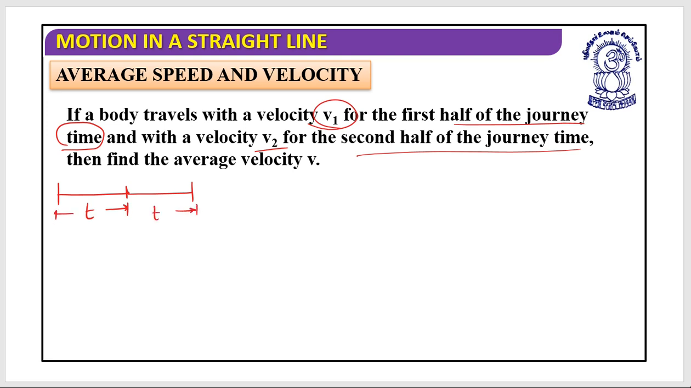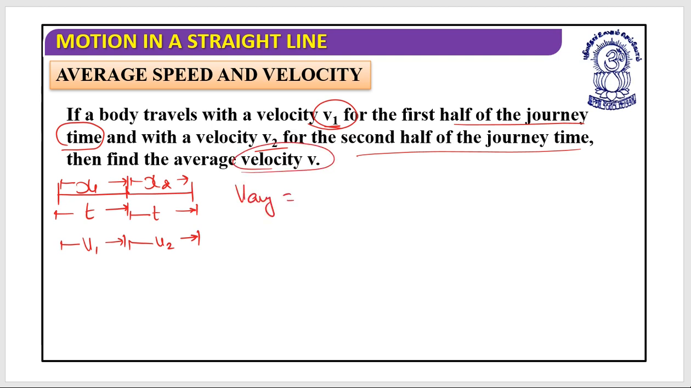Again, this is time t. We don't know the distance, so let's write this as x1 and this as x2. Here the speed would be v1 that they have given in the data, and here the speed would be v2. What you need to find out is the average velocity, v average.